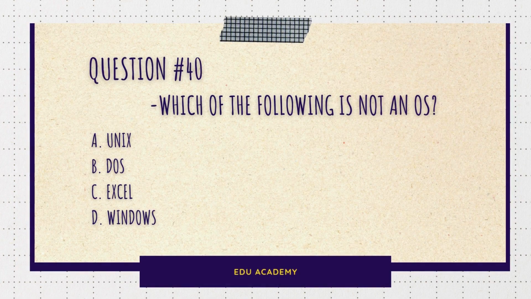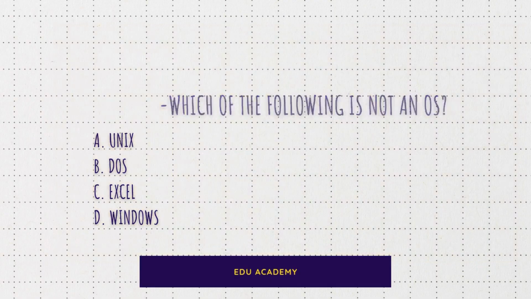Question 40. Which of the following is not an operating system? A. Unix, B. DOS, C. Excel, D. Windows. You have 10 seconds to answer.